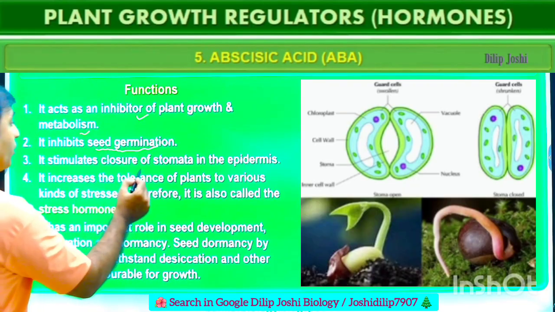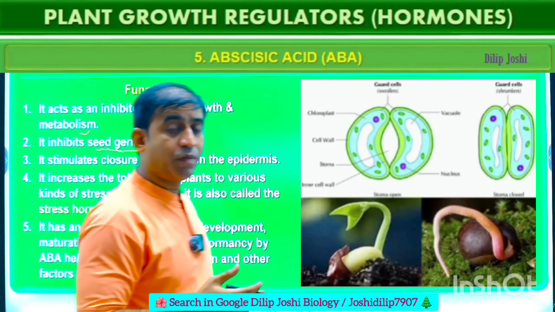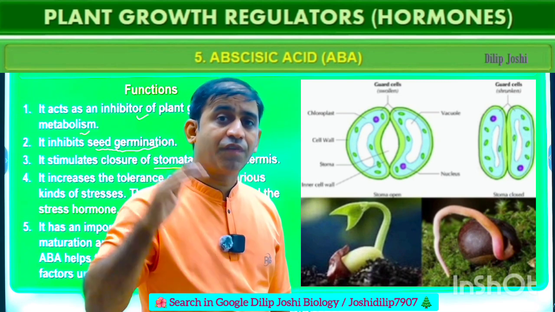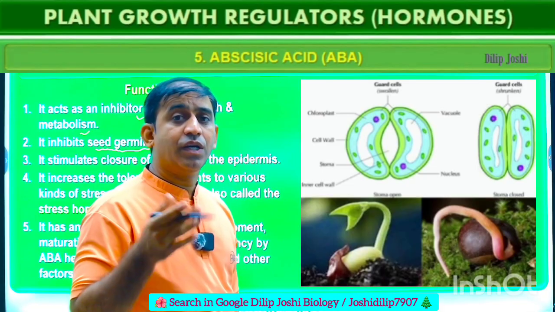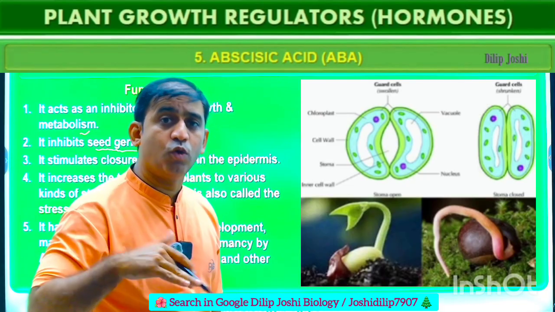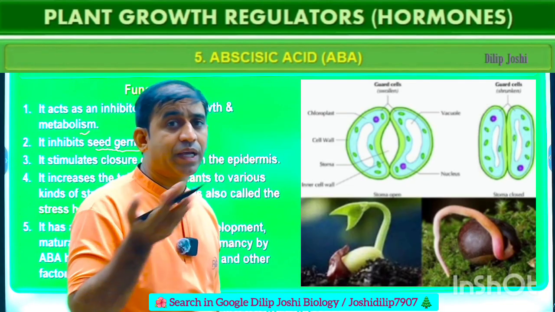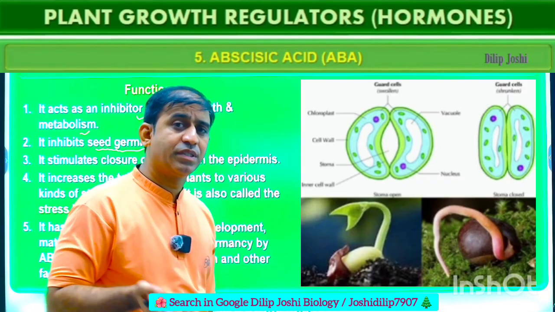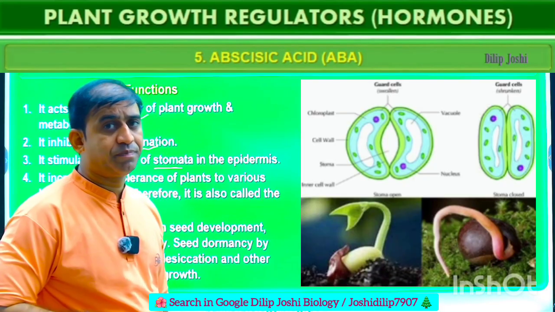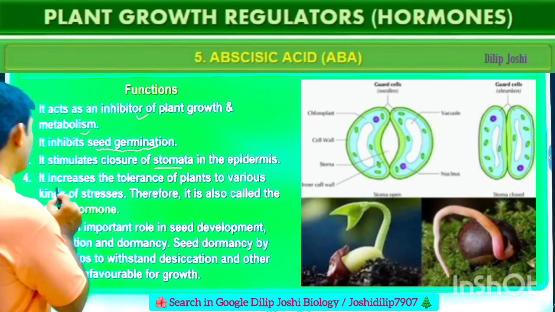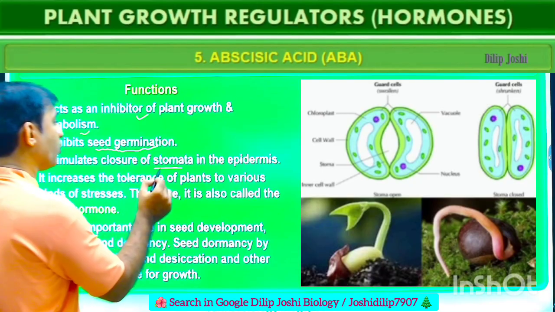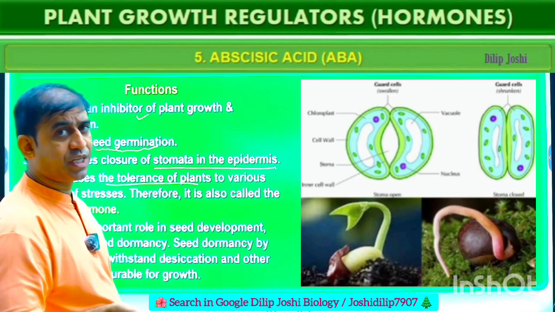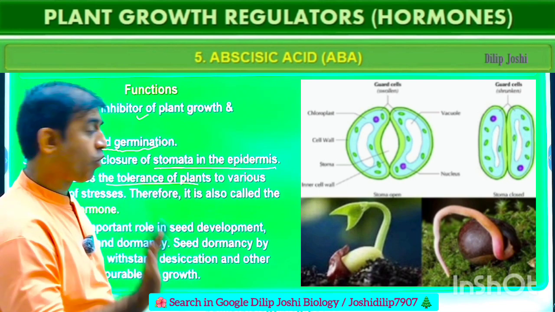Then it stimulates the closure of stomata. When does closure of stomata happen? In a xerophytic plant when water is less. To reduce the rate of transpiration, the stomata remain closed during the day and open at night. In that plant, the CAM cycle, crassulacean acid metabolism, takes place. Xerophytic means a plant which grows in dry desert or arid areas. So it stimulates closure of stomata in the epidermis and increases the tolerance of the plant to various kinds of stress. Hence the name stress hormone.